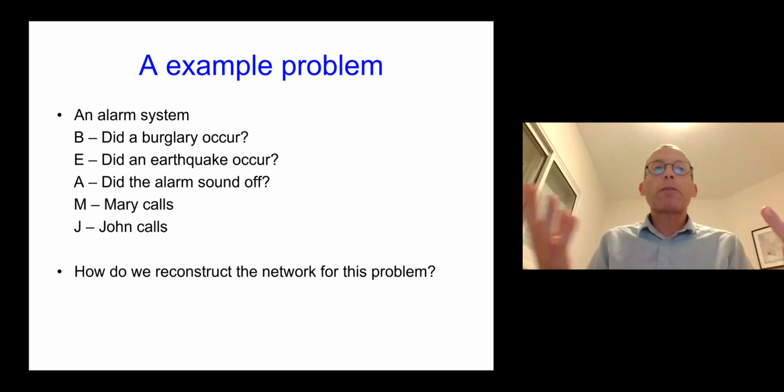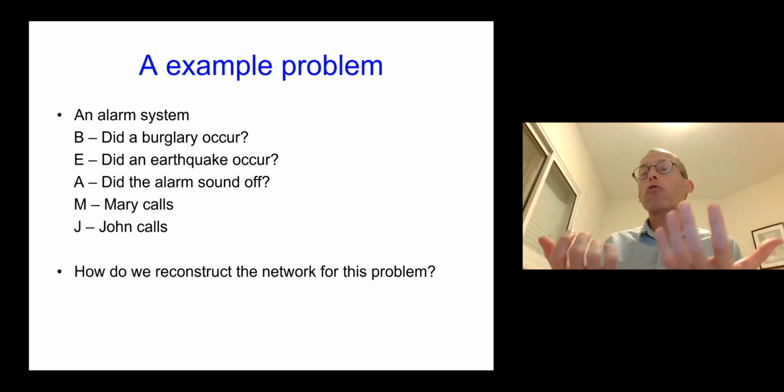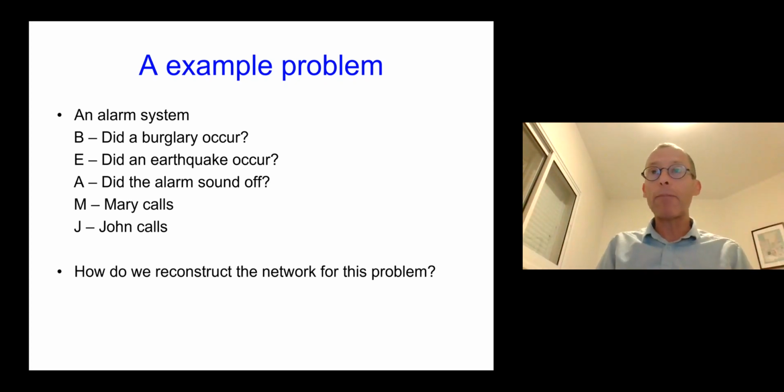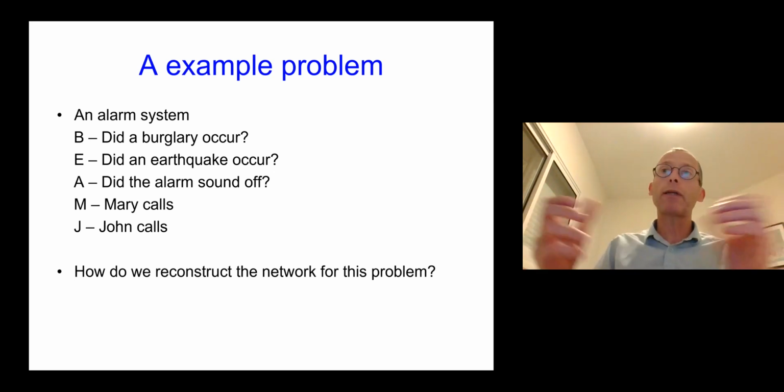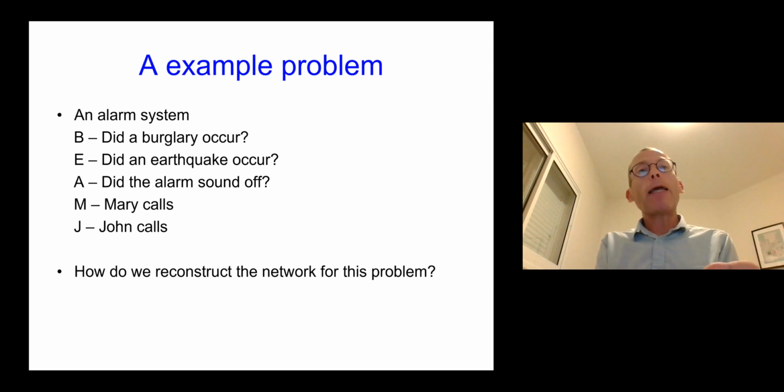I tell my neighbors, Mary and John, that if they hear the alarm, they should call me and I will come home and see what happens, right? Or maybe if it's a burglary, I want to come home. If it's an earthquake, what can I do? But anyway, there are 5 different random variables. Of course, they're not independent, because if there was an earthquake, it can trigger the alarm. If someone broke into my house, it can also trigger the alarm. If John calls, it's likely that the alarm sounded, and so forth.